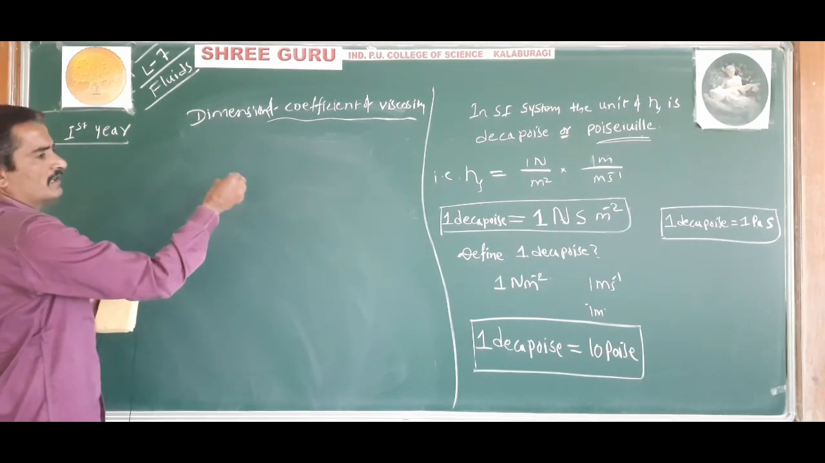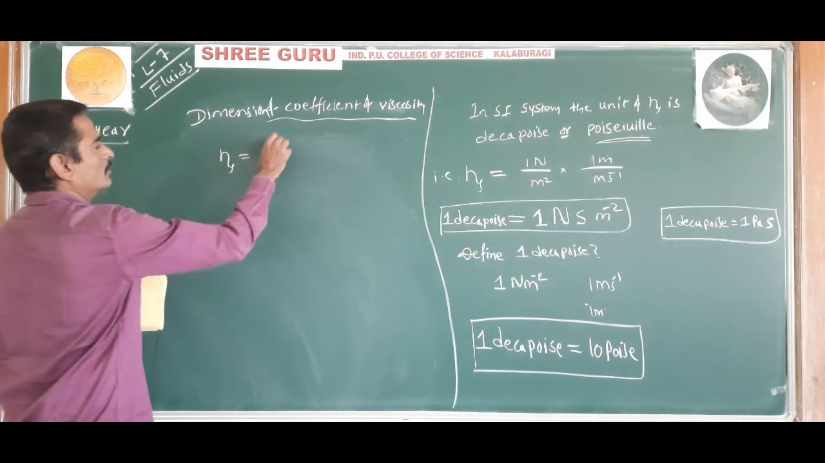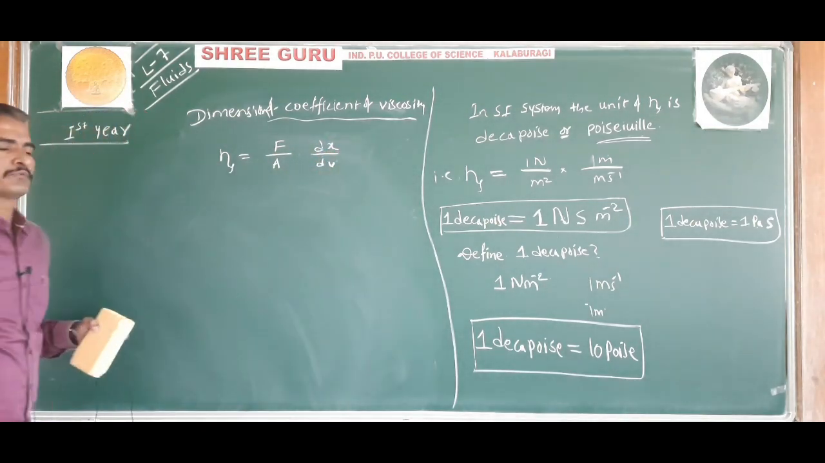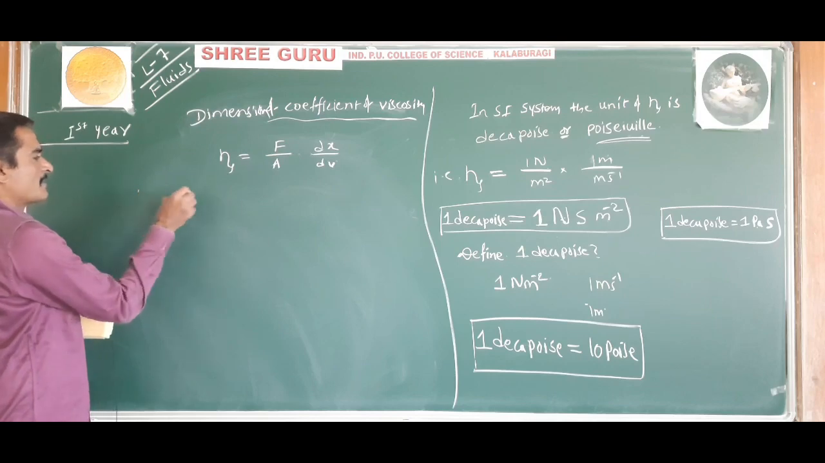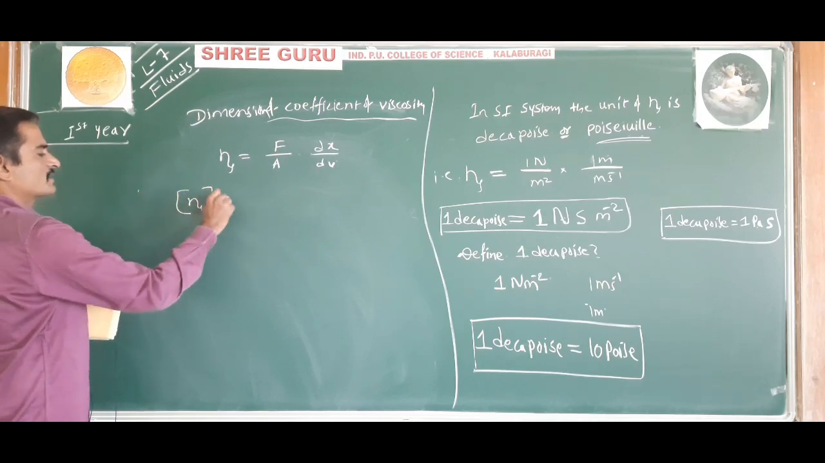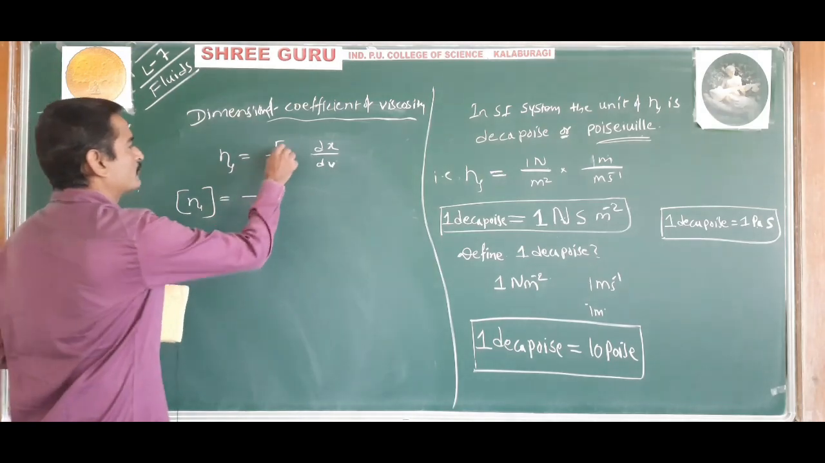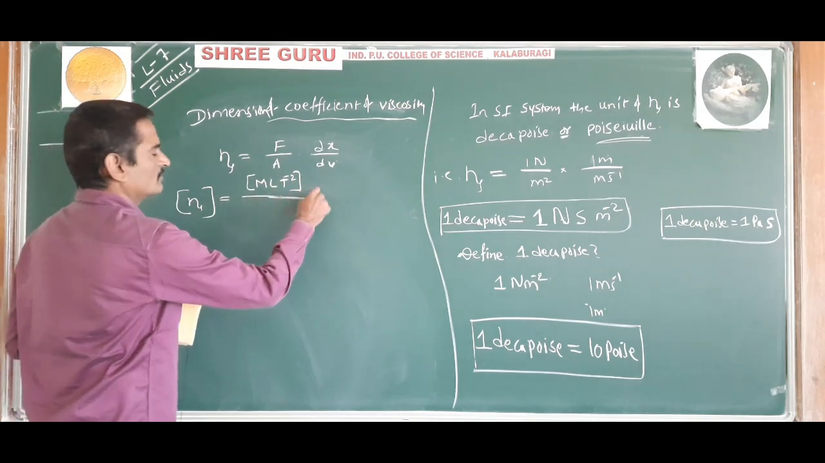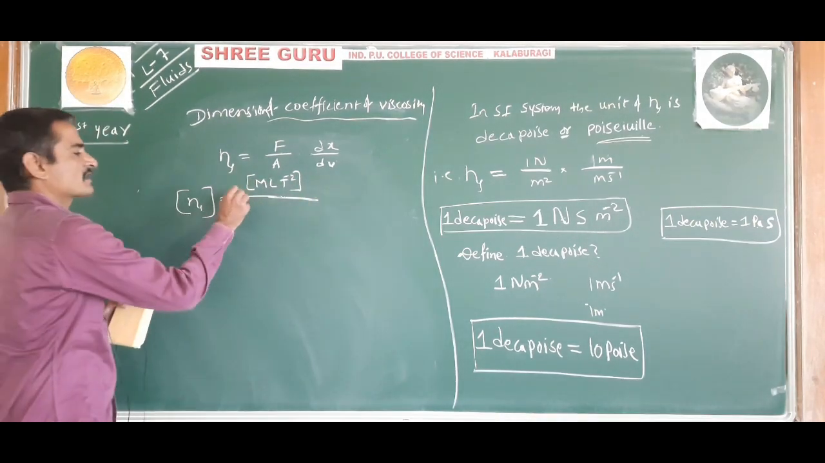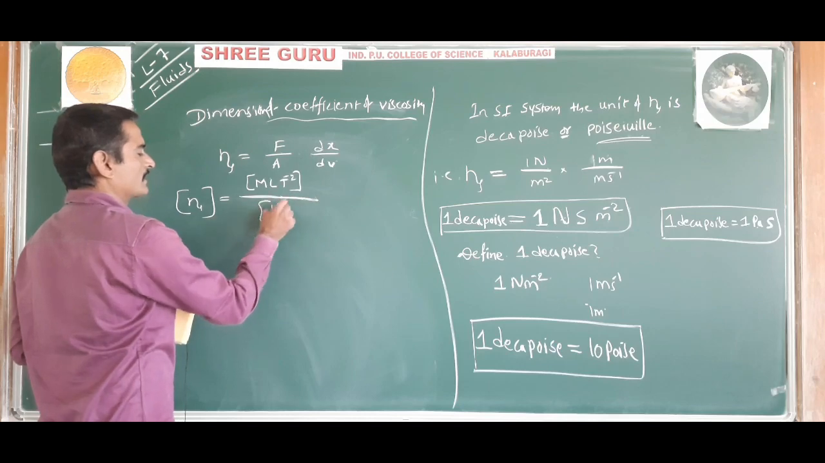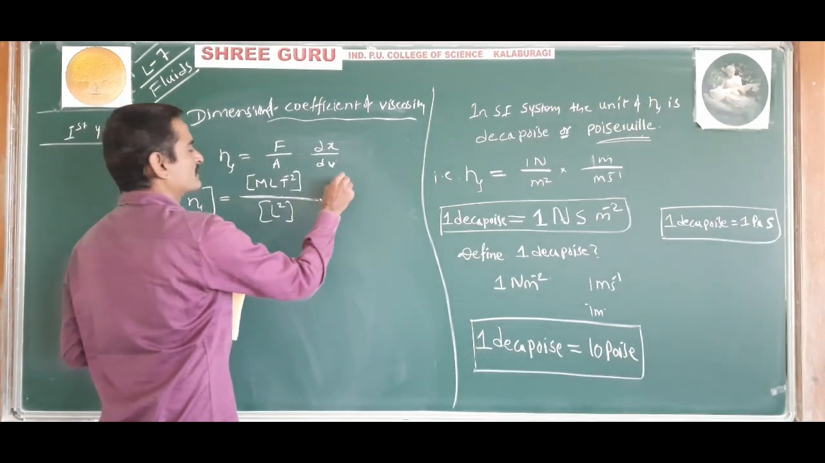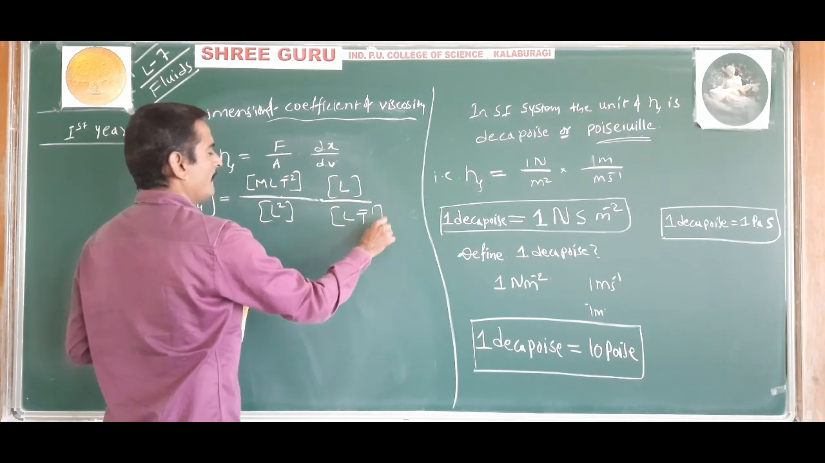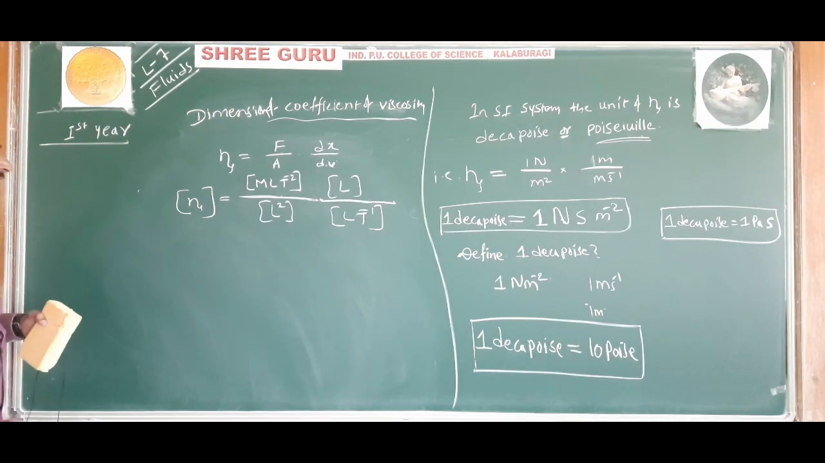So that is the same formula. Use the formula eta is equal to F divided by A into dx divided by dv. From this, the dimension of eta, the coefficient of viscosity, is equal to the dimension of force, which is M L T raised to minus 2, divided by the dimension of area, L square, into the dimension of distance, L, divided by the dimension of velocity, which is L T raised to minus 1. Now simplify this.